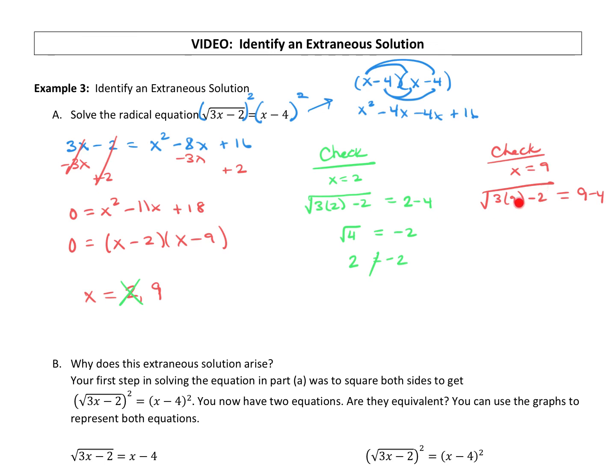All right, so underneath our square root, we have 3 times 9, which is 27. 27 minus 2 is 25, so we have the square root of 25. On the right side, 9 minus 4 is 5. Square root of 25 is 5. On the right, we have a 5, so that worked out. So x equals 9 was a solution. So final answer, x equals 9. We got two solutions mathematically, but that's because an extraneous solution came up in our solving process. And when we plugged it back in, we could tell it was not a true solution.